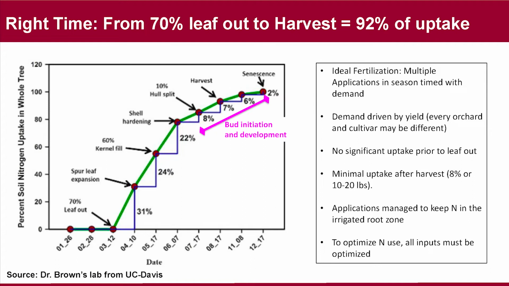So based on this graphic, we have come out with best management practices and identified the times of the year where you are more efficient applying nitrogen. So the current recommendation is that between leaf out and hull split, you need to make sure that you apply most of your nitrogen, at least 80% of your total plan.